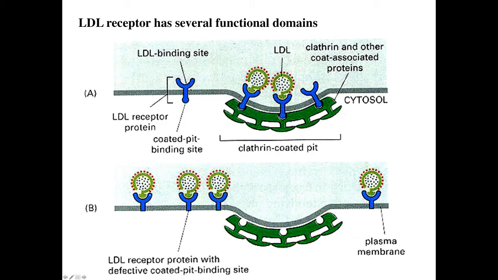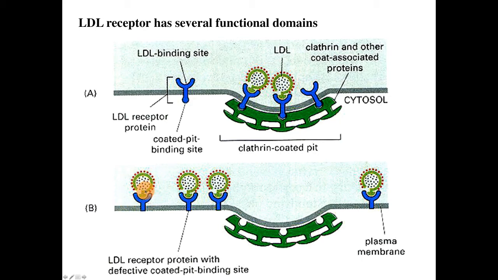Now, here is the LDL receptor, and it's shown with several functional domains. So there's an LDL binding site domain, and there's a coated pit binding site domain. Now, I have not talked about what makes up this coated pit, but it essentially consists of molecules of clathrin and other coat-associated proteins. And you have to have the interaction of the LDL with the receptor and the receptor with these coated pit type proteins to actually allow internalization of LDL to occur.